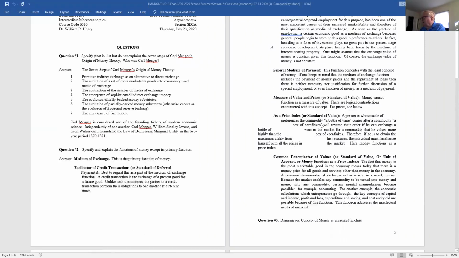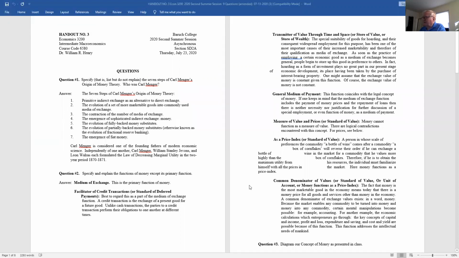The first function that I want you to recognize is the facilitator of credit transactions. Money is a facilitator of credit transactions, or standard of deferred payments. And it's best to consider this as part of the medium of exchange function.